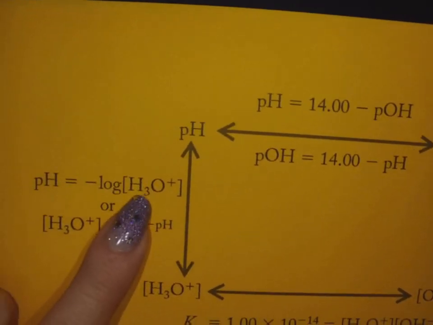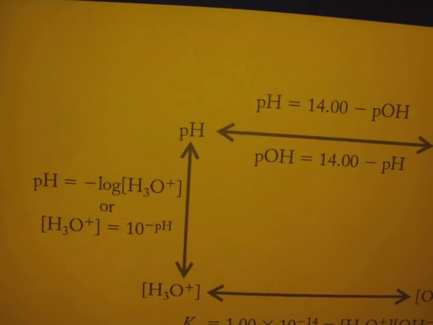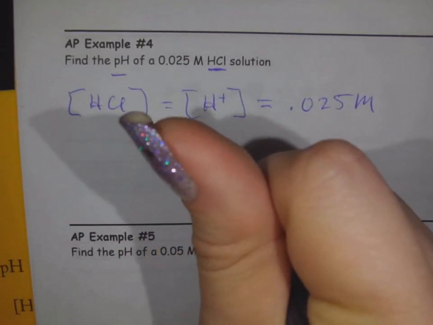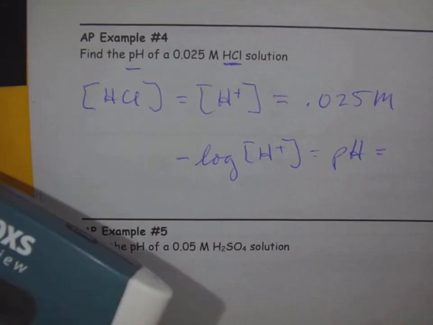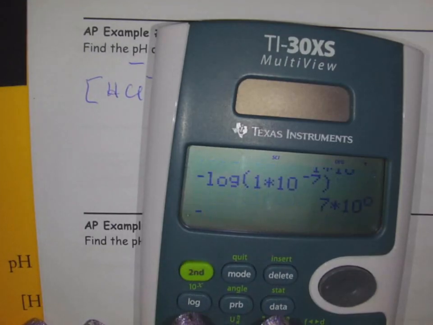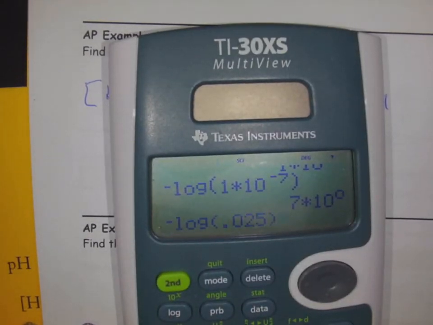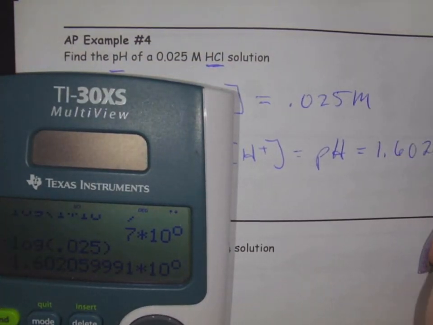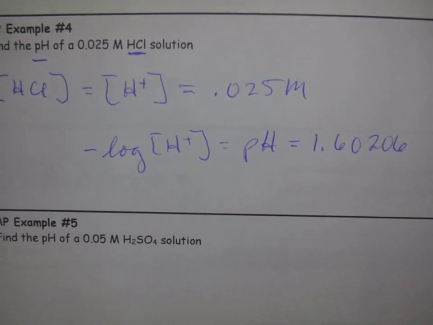I have my H+ and I'm solving for my pH. So I'm going to take the negative log of this concentration, and that's going to equal my pH. Negative log of 0.025. Okay, we have 1.60206. Now I'm putting a lot of digits because I need to talk to you guys about sig figs.